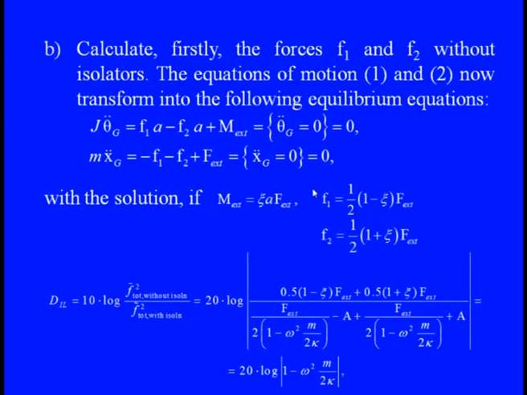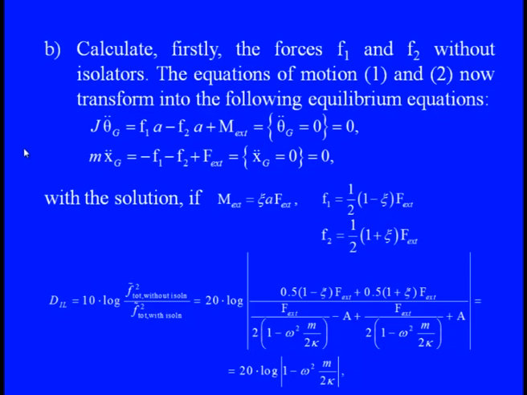When the first part is coming, both the forces F1 and F2 are there without isolator. So we can simply calculate in the equilibrium position, because we need to derive the equations where the F1 and F2 are there without isolator. So we can say the equations are J into theta g double dot, that is the inertial forces during the rotation part, is equal to F1a minus F2a plus M excitation, where we are saying that theta z equals 0 there.